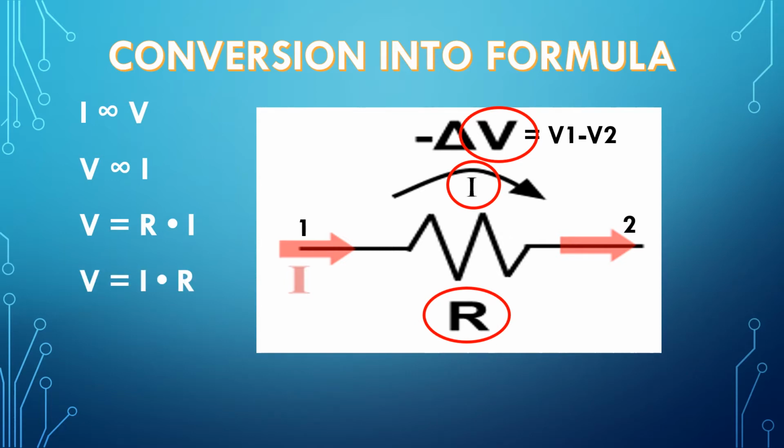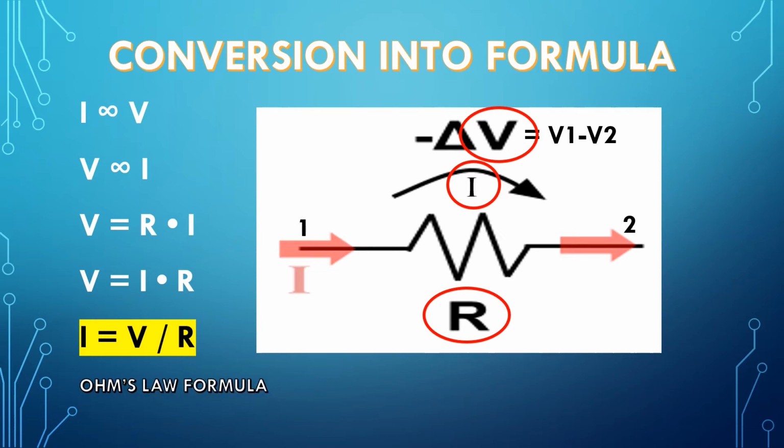Also, we can write it in another way as V is equal to I times R, or we can write it also as I is equal to V over R, to follow the Ohm's law statement. So therefore, this is now the Ohm's law formula: I is equal to V over R.